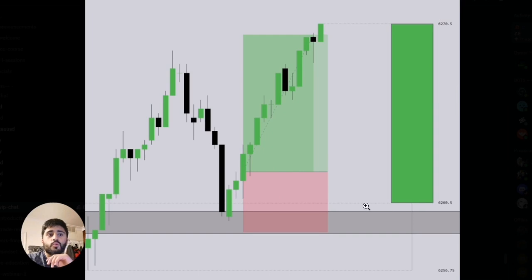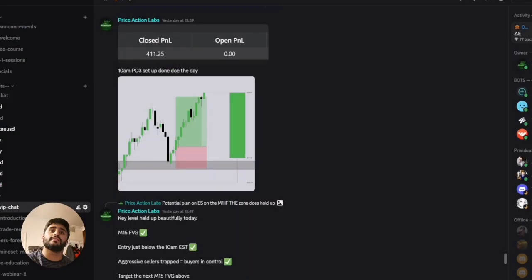So notice how the absorption happened. This is the 10 a.m. candle, right? The absorption of sellers happened just below the 10 a.m. Eastern. Something else to bear in mind, right? The absorption for buyers will come below the 10 a.m. Eastern because the market will absorb below the 10 a.m. before shooting higher. That's something you want to know from an ICT perspective, right?